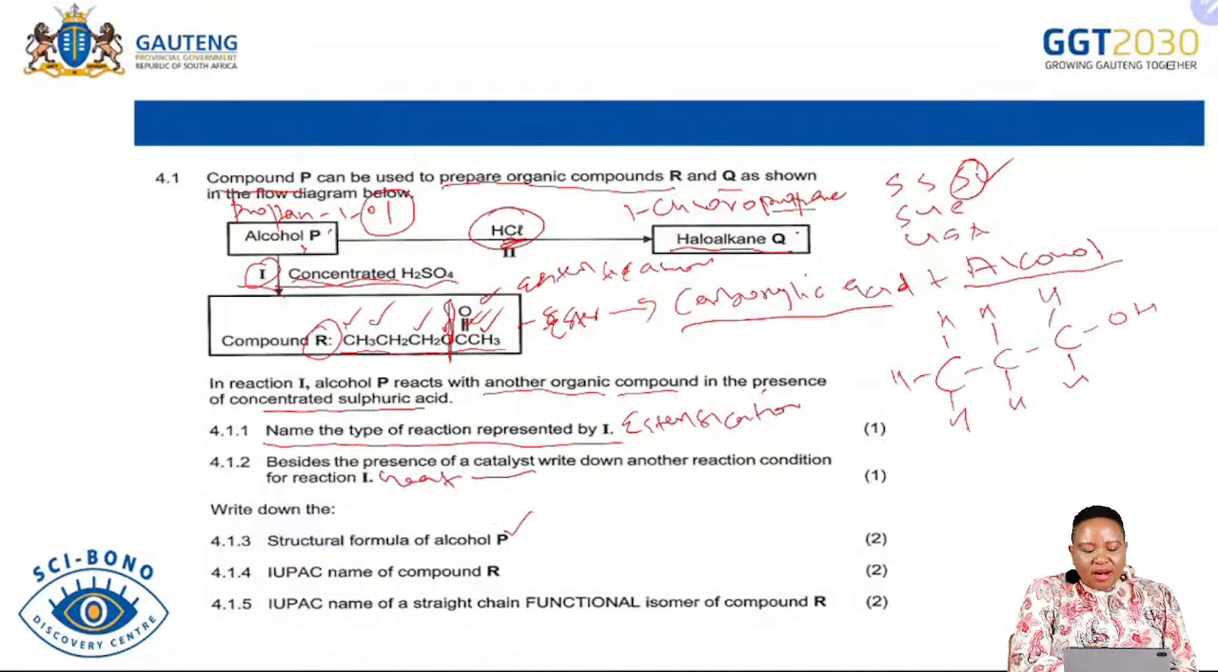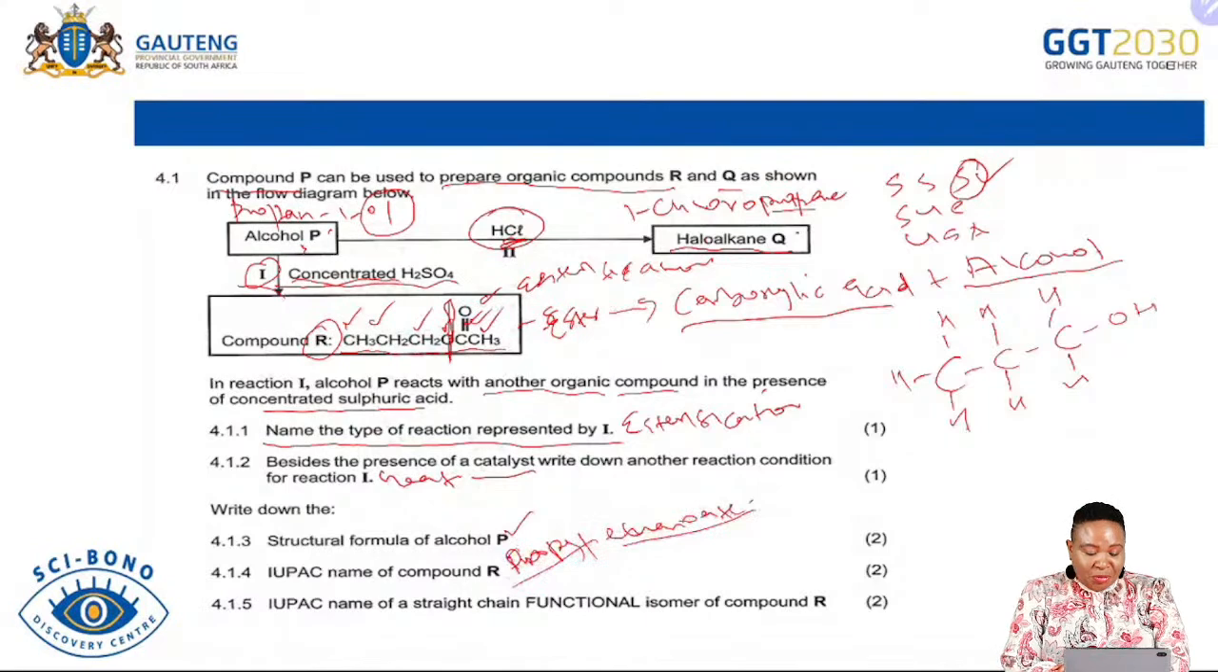IUPAC name of R. Our R is our ester. So we know that it's coming from propane-1-ol and ethanoic acid. So it's going to be propyl ethanoate. Because this part comes from the carboxylic acid and this part comes from the alcohol.